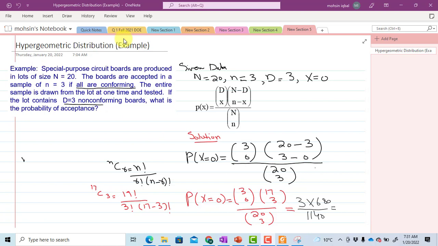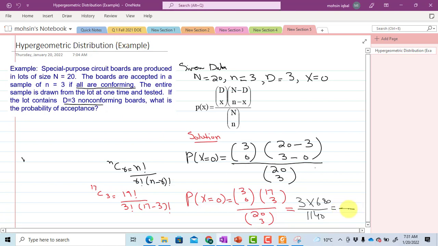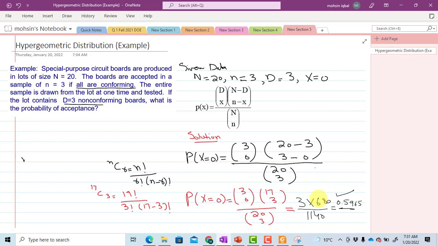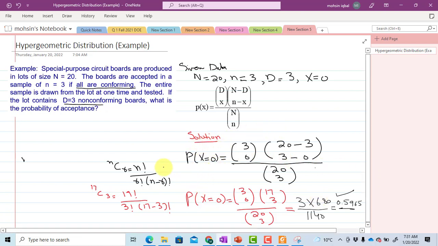So I have calculated, and the answer I have is 0.5965. Okay, so this is my answer. So we have concluded that when there is a population of 20 and there are 3 defectives in that population, and our criterion for rejection is that no non-conforming unit is allowed, then the probability of accepting the lot is 59.65%. So we have a 59.65% probability that we will accept the lot, with 3 non-conforming units in the population but no non-conforming unit in the sample.